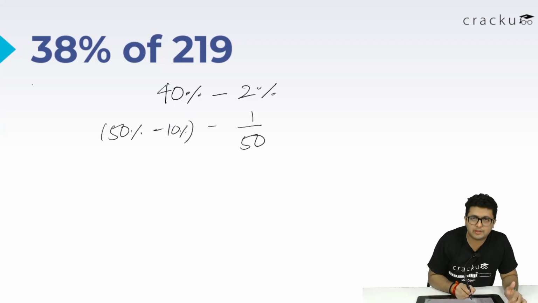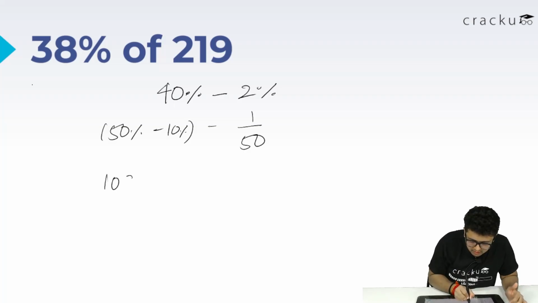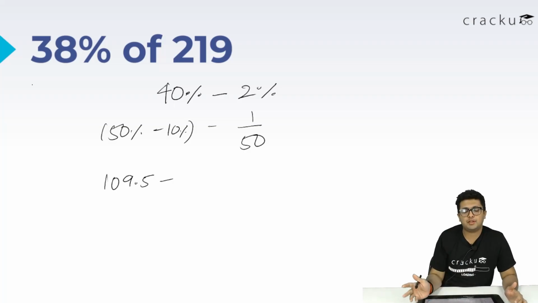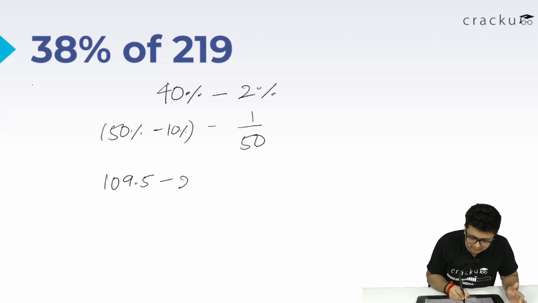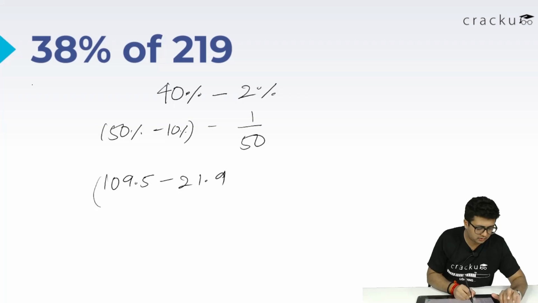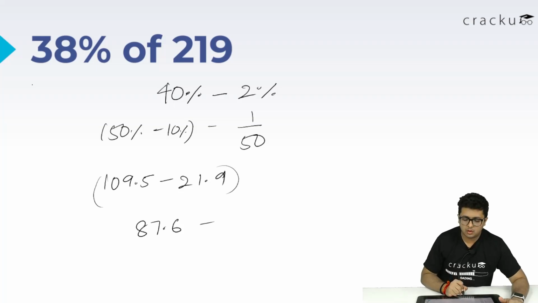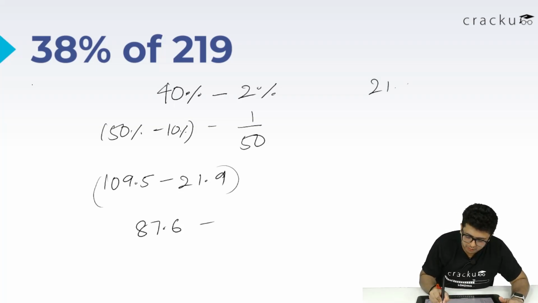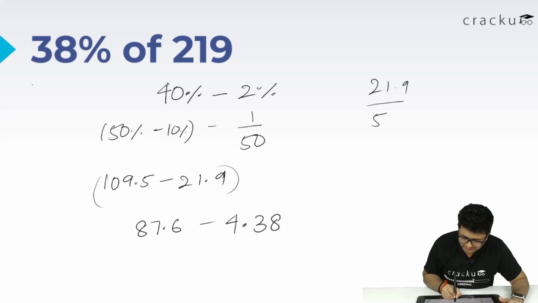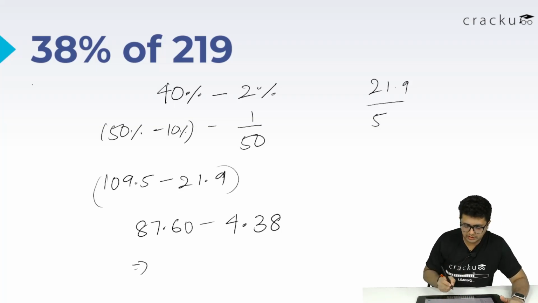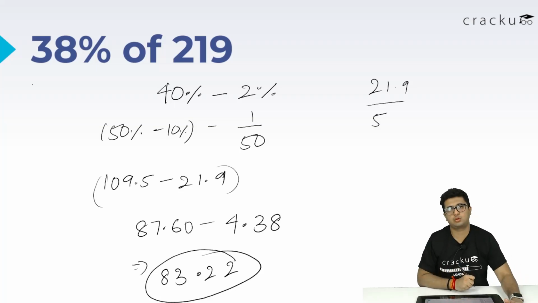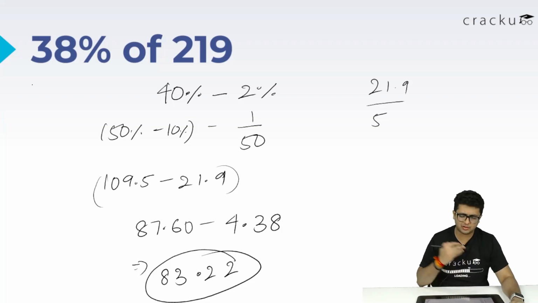Now 50% is easy to calculate because all I have to do is divide it by 2. So I can write this as 109.5. And then 10% I can calculate by just moving one decimal point. I get 21.9, right? So getting the answer here, I get 87.6. Now dividing by 1 by 50 here, all I have to do is 21.9 divided by 5. I get 4.38, right? And then I have to finally do this subtraction to get the final answer, which will be 83.22.